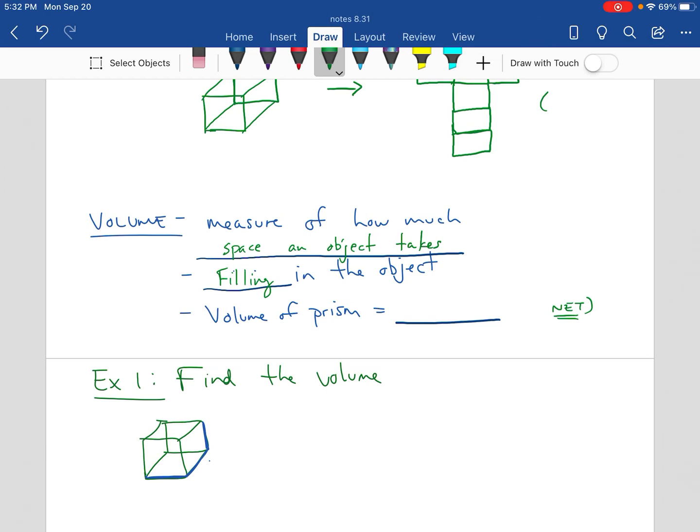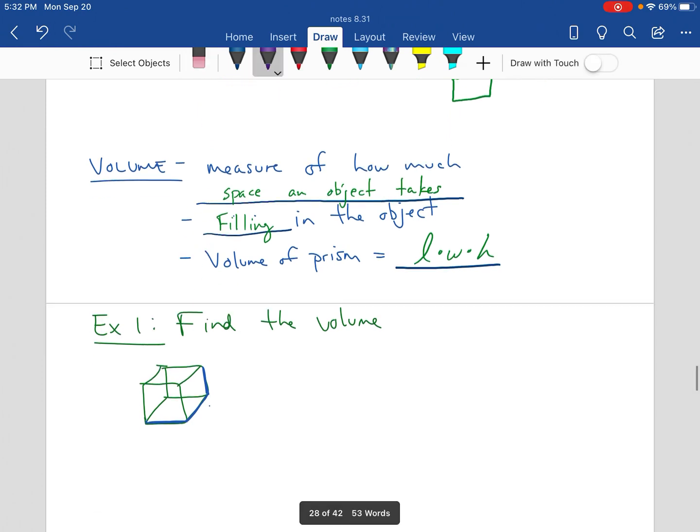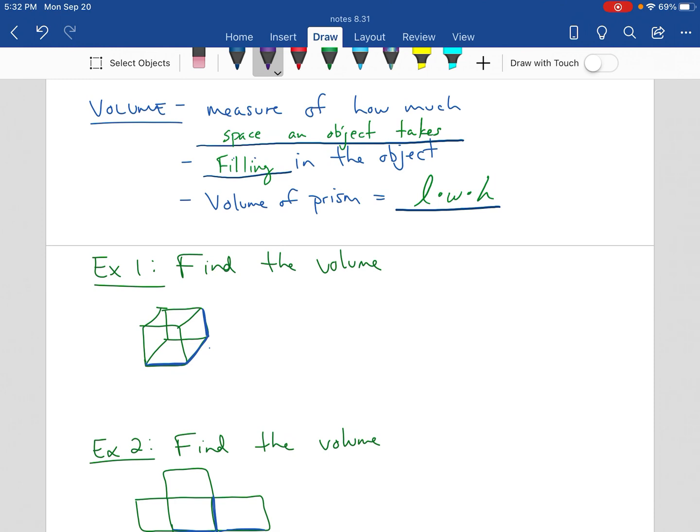Prisms, like rectangular prisms or cubes, to find that volume, all you have to do is multiply the length, the width, and the height together. So we are going to go ahead and find the volume of this cube. I drew a cube, and these are my measurements. The width is 5 inches, the length is 6 inches, and the height is 7 inches.